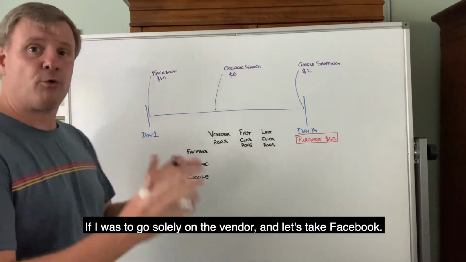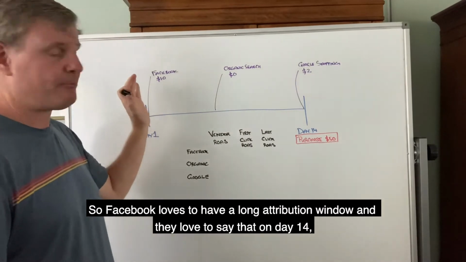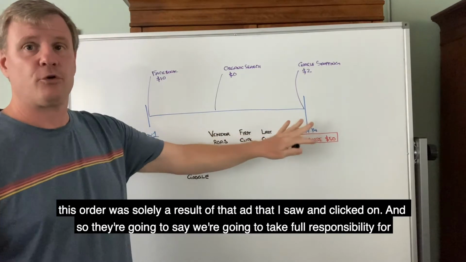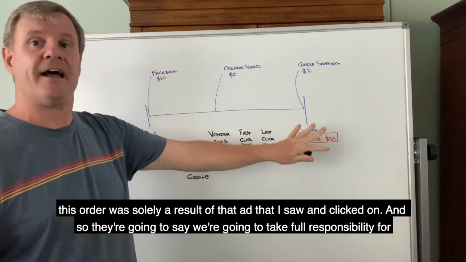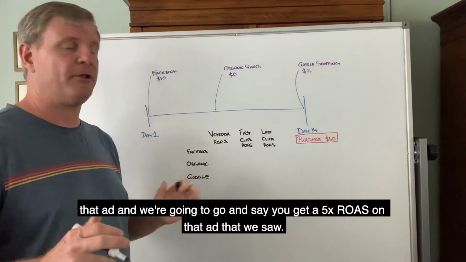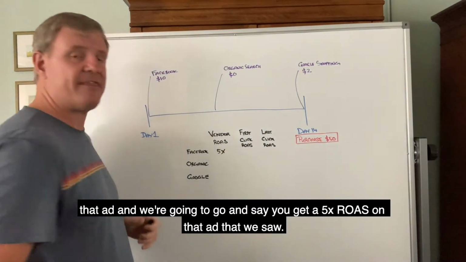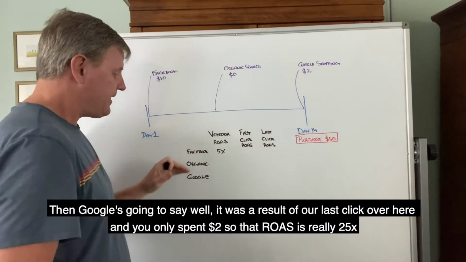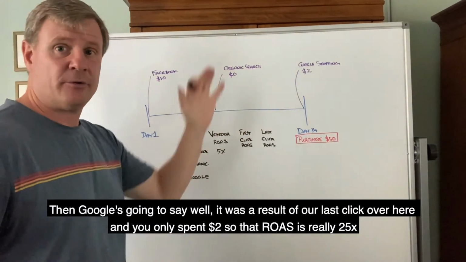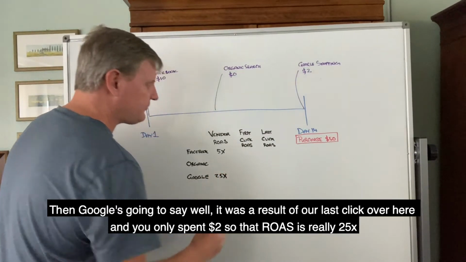If I was to go solely on the vendor, and let's take Facebook, right? Facebook loves to have a long attribution window, and they love to say that on day 14, this order was solely a result of that ad that I saw and clicked on. And so they're going to say, we take full responsibility for that ad, and you get a 5x ROAS on that ad. Then Google's going to say, well, it was a result of our last click over here, and you only spent $2, so that ROAS is really 25 times.